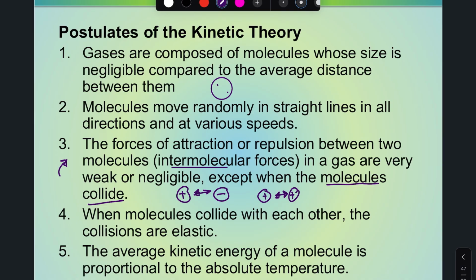Okay, the fourth says when molecules collide with each other, the collisions are elastic. Elastic means that no energy is lost, and we'll get into that in just a second. We can also say that the average kinetic energy of a molecule is proportional to the absolute temperature. So these things are vibrating around, and depending on what temperature you have them at, that's how fast they're vibrating. This is one of the reasons why at 0 Kelvin, there is no movement.